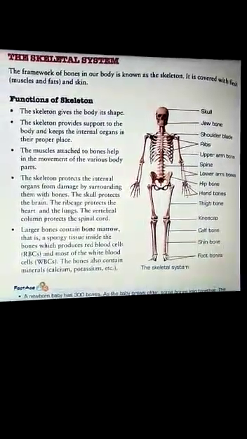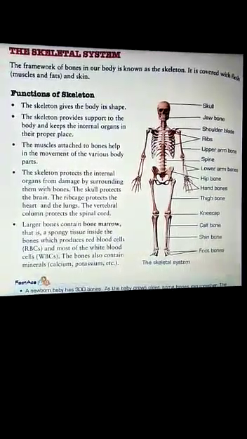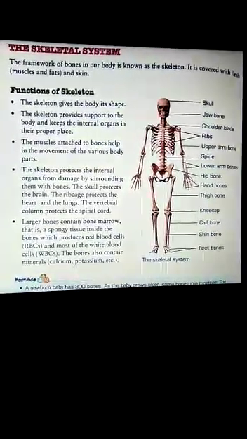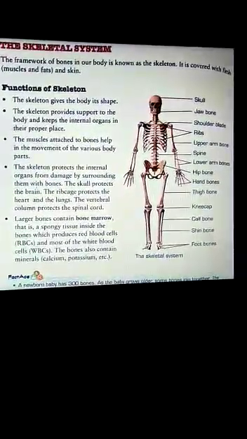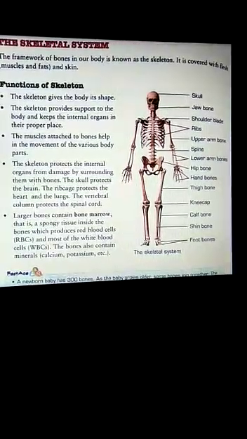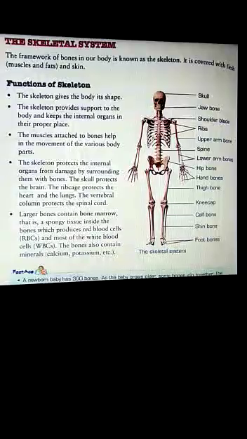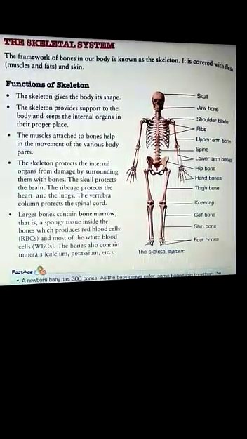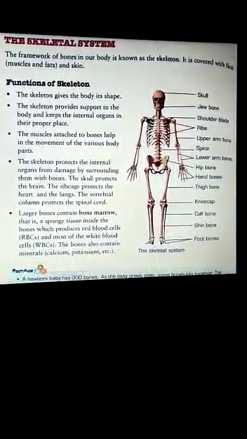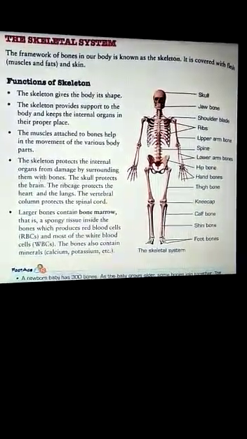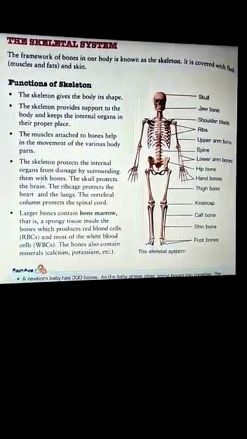Children of Standard 5, we have started to discuss the skeletal and muscular system. In my previous lecture, I told you that the framework of bones in our body is known as the skeleton, and it is covered with muscles and fats and skin. So functions of a skeletal system we discussed in brief.